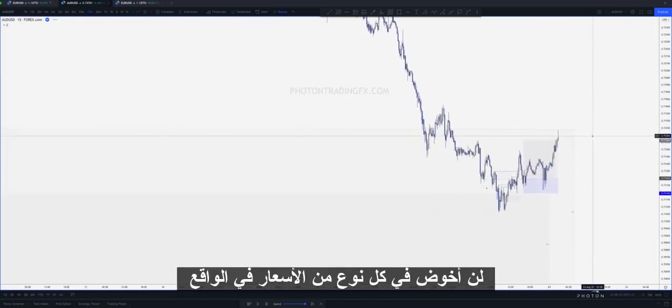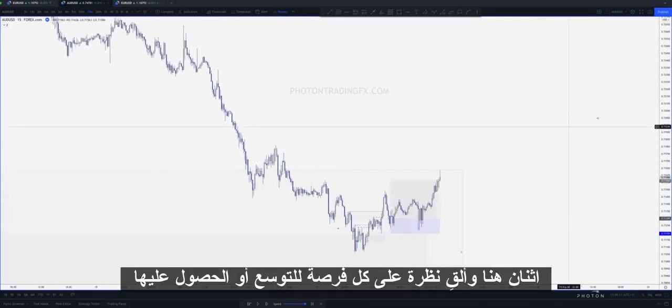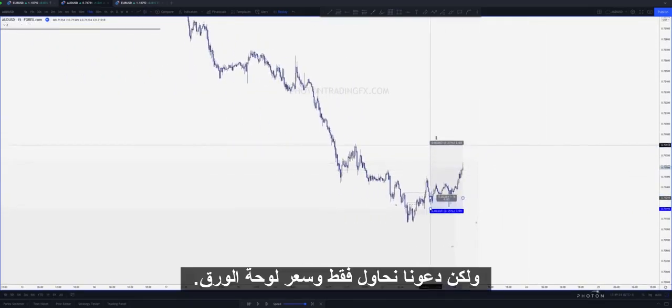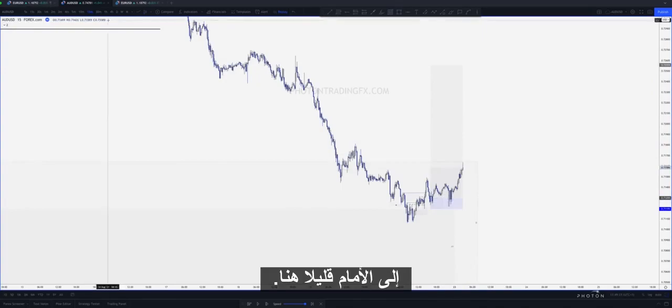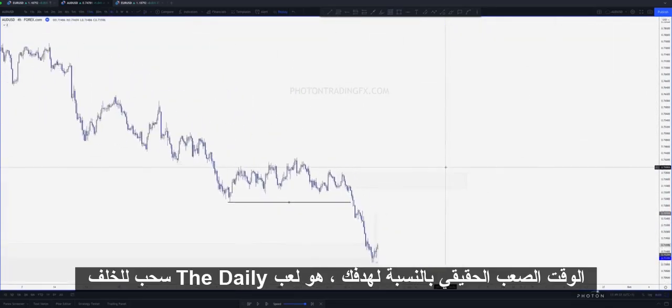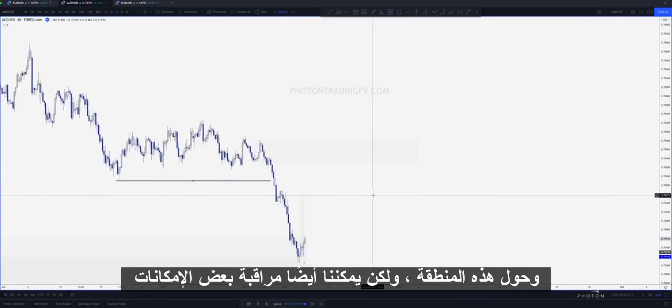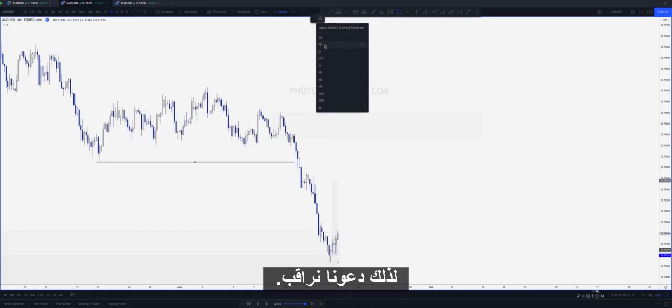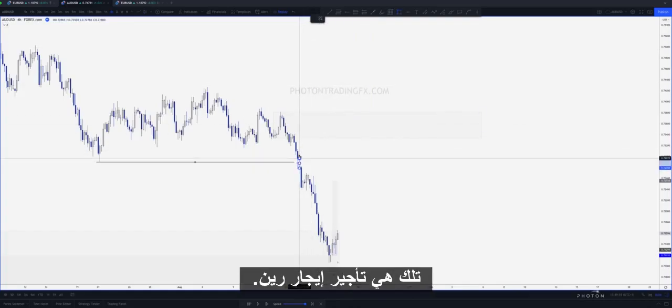Now I'm not going to go through every single bit of price action here and look at every single opportunity to scale in or get another entry if you hadn't taken it, but let's just play price forward a little bit here. And remember that the first real high time frame target is to play the daily pullback up in and around this region, but we can also keep an eye on some potential 4-hour levels. So let's keep an eye on those along the way.